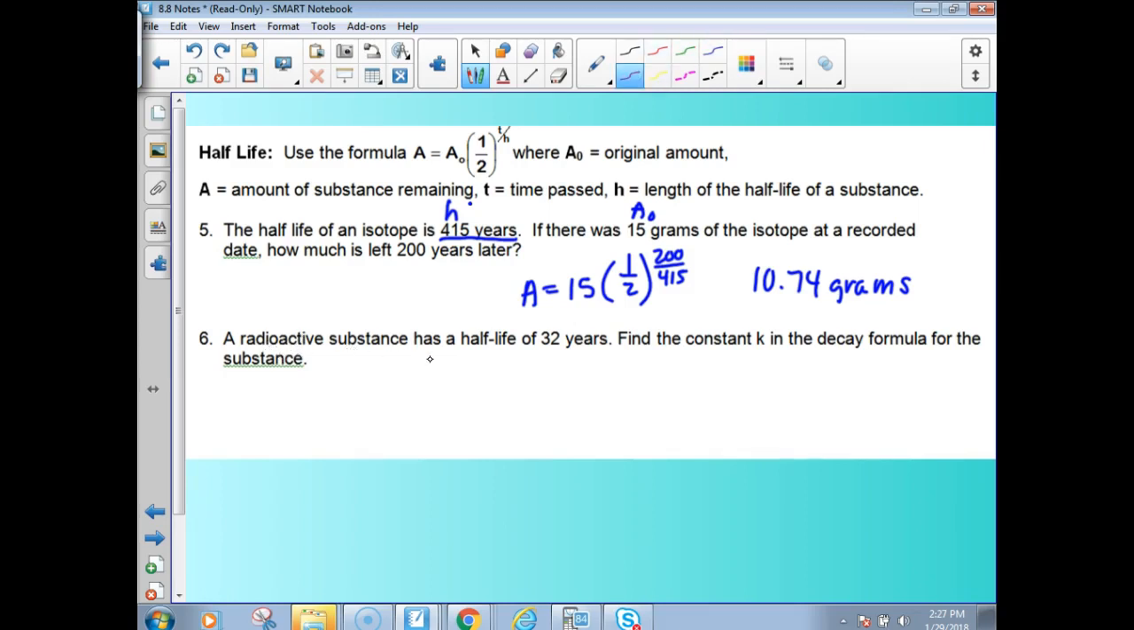A radioactive substance has a half-life of 32 years. Now, if you want to use the half-life formula, we could, or I can show you how to do it with the basic formula: A of T equals e to the KT.